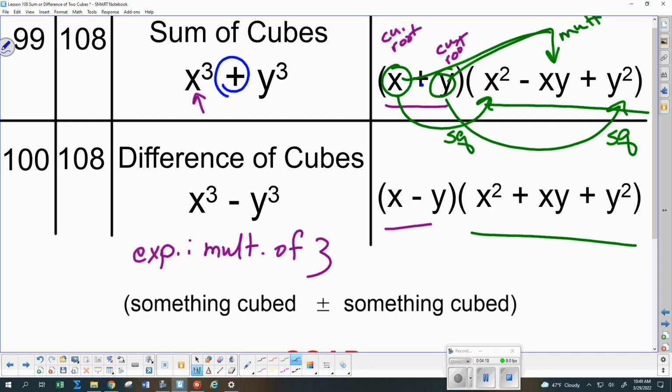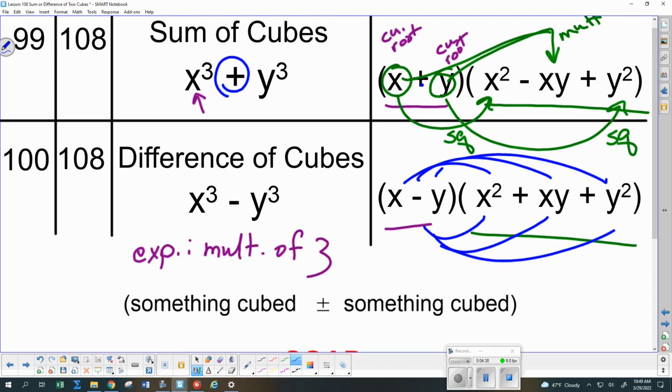Yes? That's just the way that it works out. If you tried to FOIL this, that's what it's got to be to get things to cancel out and get back to x cubed minus y cubed. So just try taking this and foiling and combining like terms. If the plus and minus signs don't line up this way, things won't cancel out to get you back to, in that case, x cubed minus y cubed. You'll have an extra term in there somewhere.